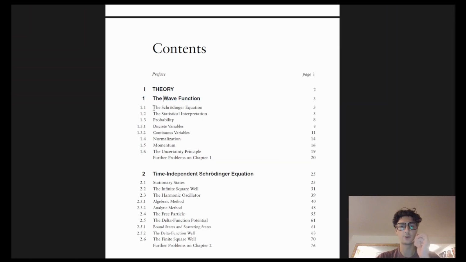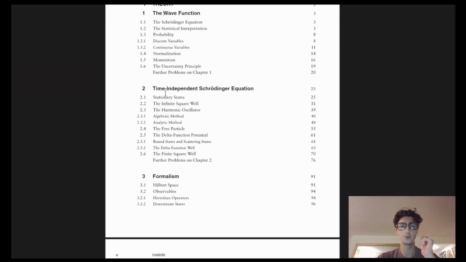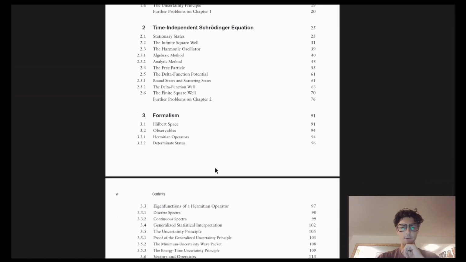Chapter 1, the wave function. We got the Schrödinger equation, the statistical interpretation, probability, discrete variables, continuous variables, normalization, momentum, the uncertainty principle, and some problems. Pretty interesting. Chapter 2, time-independent Schrödinger equation. Stationary states, infinite square well, harmonic oscillator, algebraic and analytic method, the free particle, the delta function potential, bound states and scattering states, the delta function well, the finite square well, and further problems.